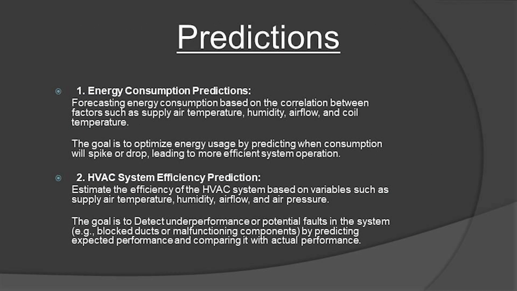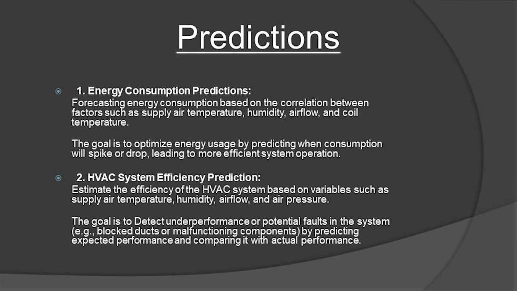Energy consumption predictions. Forecasting energy consumption based on the correlation between factors such as supply air temperature, humidity, airflow, and coil temperature. The goal is to optimize energy usage by predicting when consumption will spike or drop, leading to more efficient system operation.